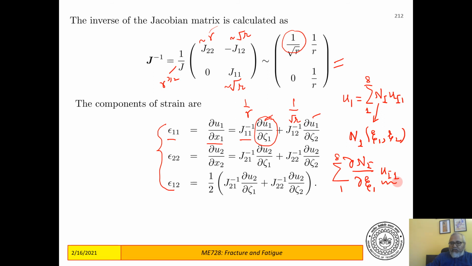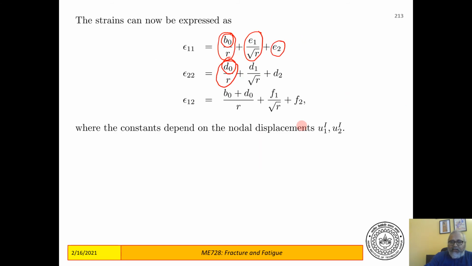So these are the nodal displacements. They would be hidden in these terms. I have plugged them all together, and they give rise to these constants b naught, e1, d naught, etc. So the long and short of the story is that now you have a 1 by r variation and 1 by root r variation, and these things are dependent on the nodal values of the displacements.